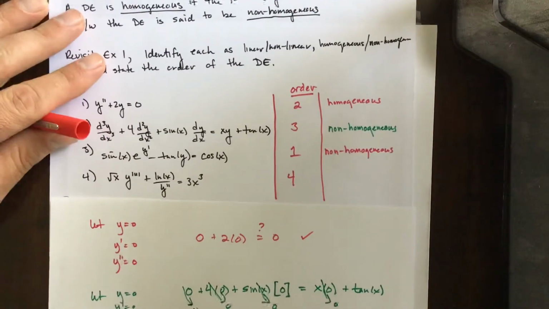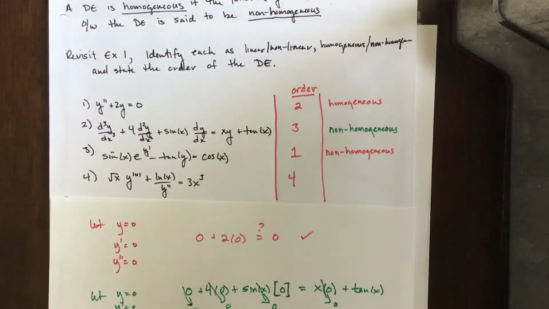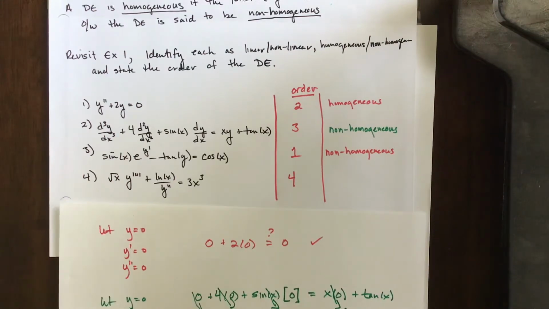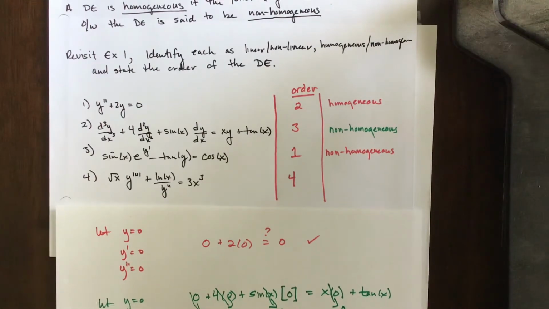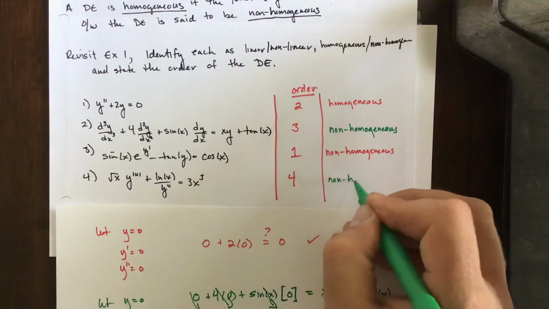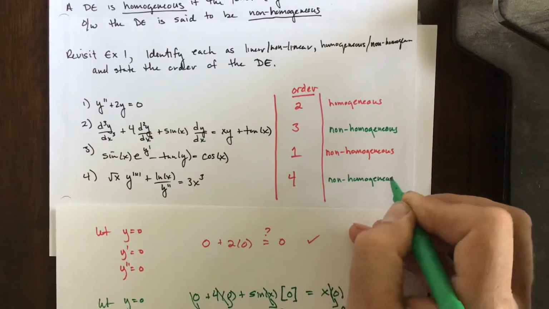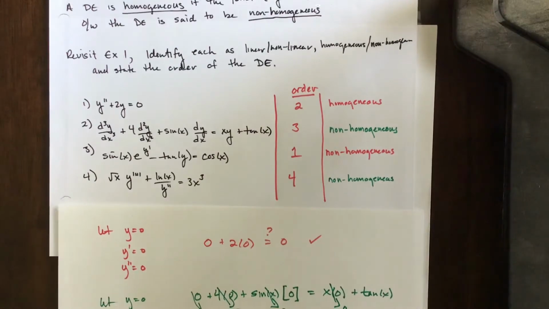And lastly, equation 4, we have, do it in green, root x times 0 plus the natural log of x over 0 equals 3x cubed. Well, that's clearly non-homogeneous. Why can't it be 0? All right.